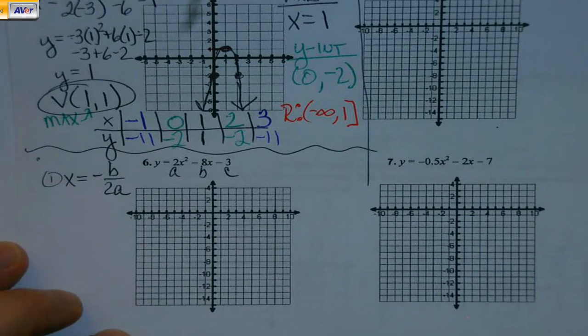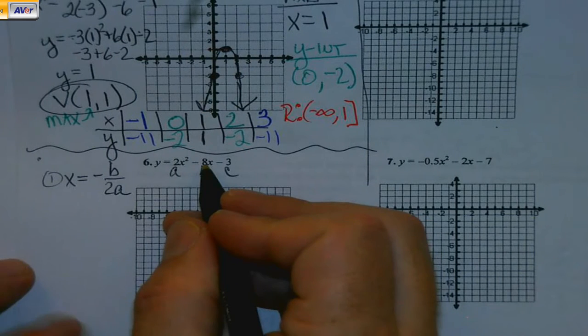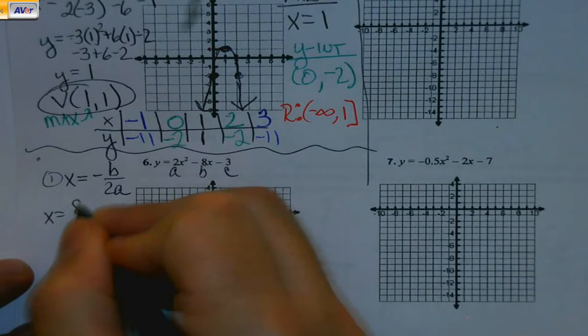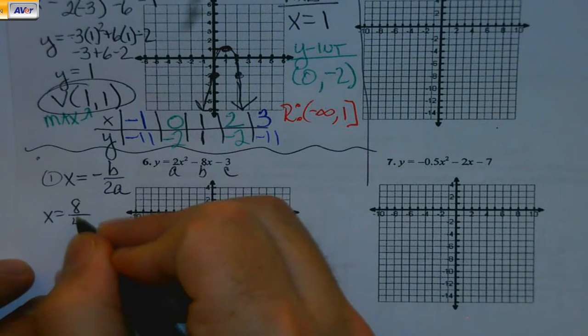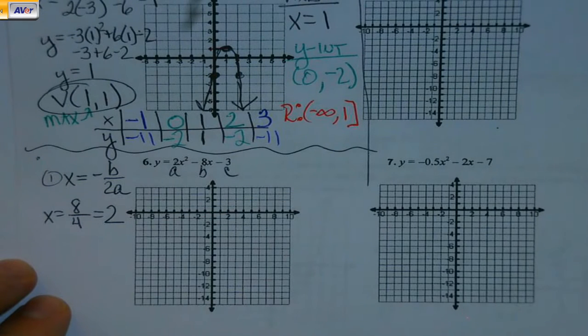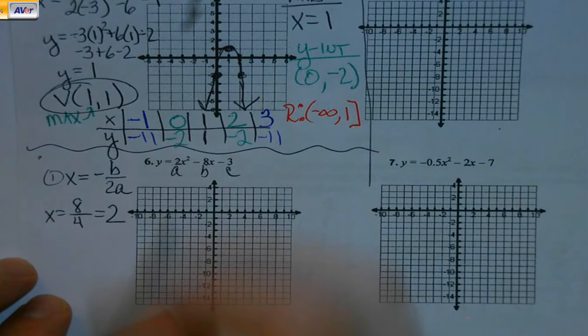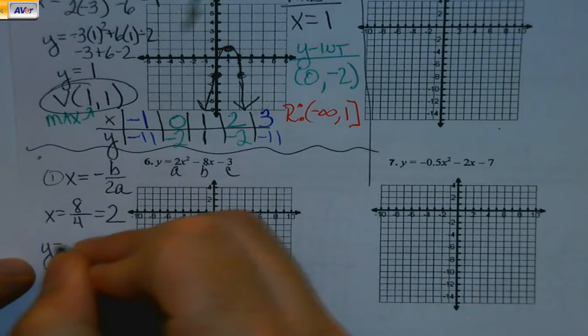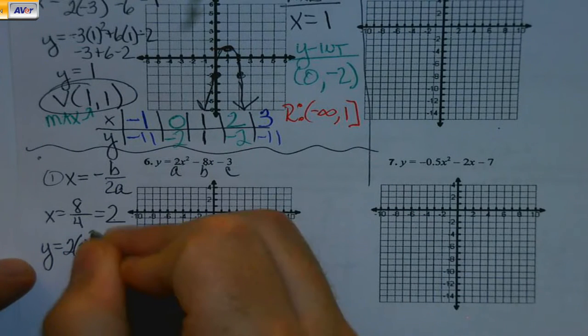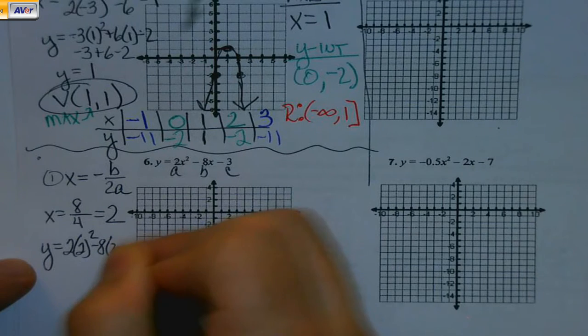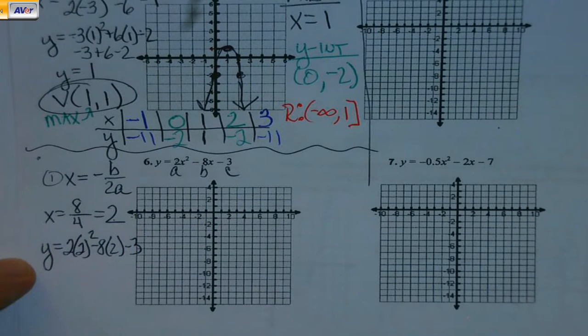You're going to be over 2a. So the opposite of -8 is 8, over 2a. 2 times 2 is 4. So the x value of my vertex is 2. Now I'm going to plug that 2 in for both of these x's. And again, if you want to go to the calculator, you are more than free. Just make sure you type it in carefully. I'm just going to use my brain.